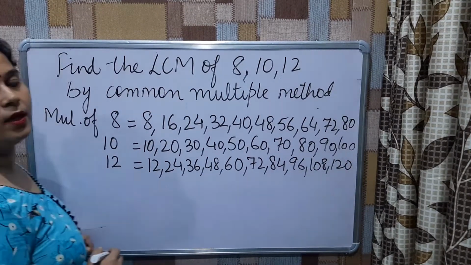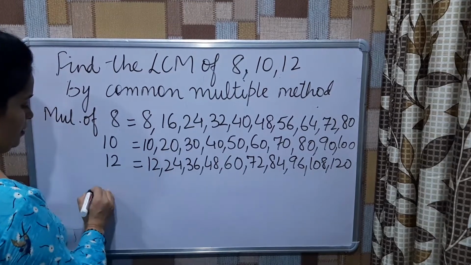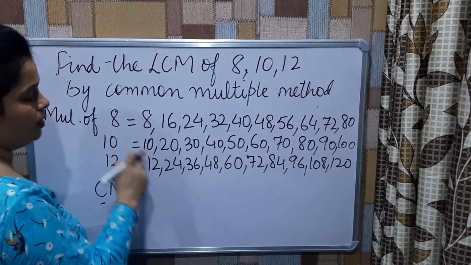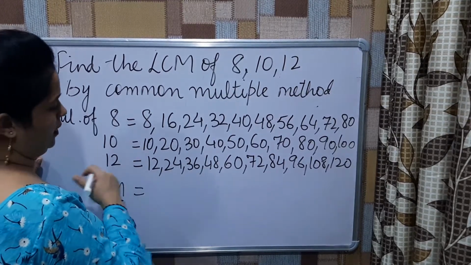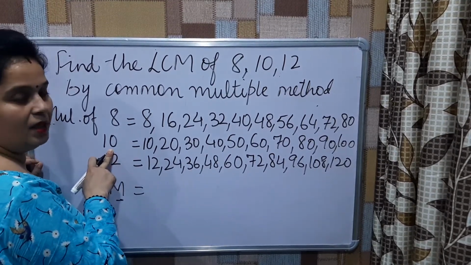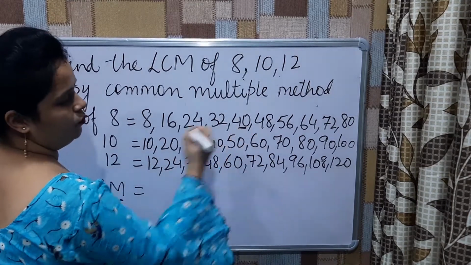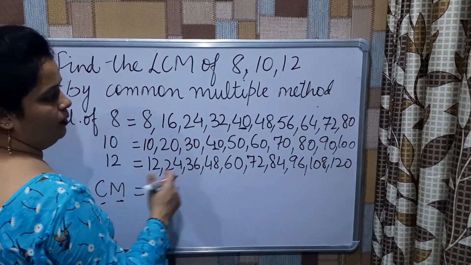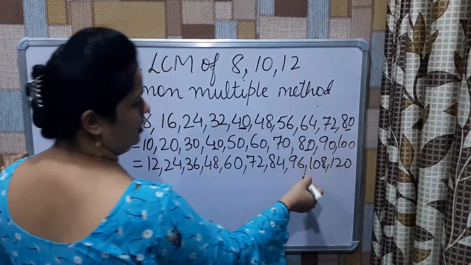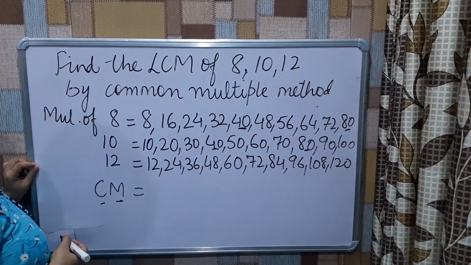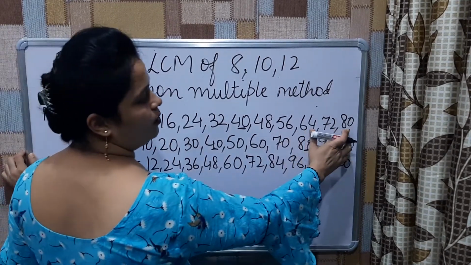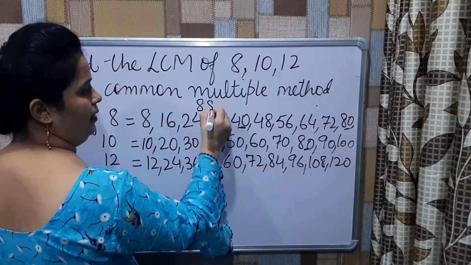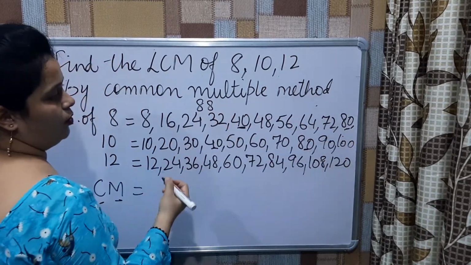Now after that I have to find out the common multiples, that is CM. Common multiples means which are common among the three numbers. Let's find out. Because here I have written the multiples of 10, I can easily find 40 here also, but here I don't have 40. Now 80, 80, but here I don't have 80. So I have to write down more multiples. After that, 88, I am writing the multiples on the top now.